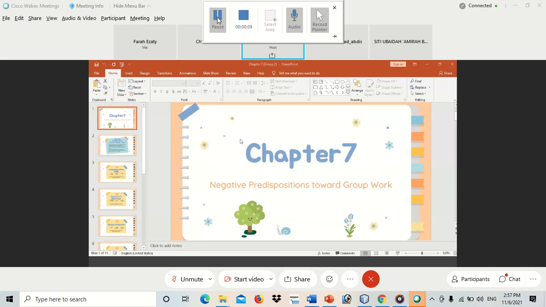The chapter that we present is Chapter 7, and one of the subtopics for this chapter is negative predispositions toward group work. Actually, what does negative predisposition mean? Negative predisposition means the tendency to show a negative attitude towards group work. For example, always making conflict or disagreement towards other group members.